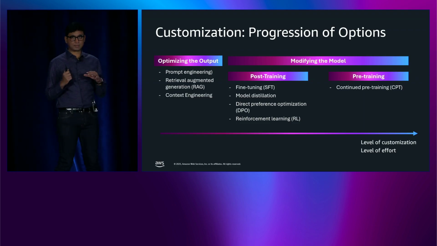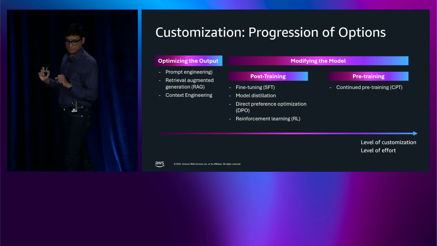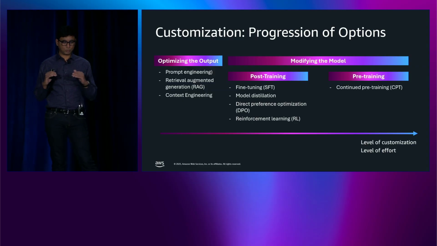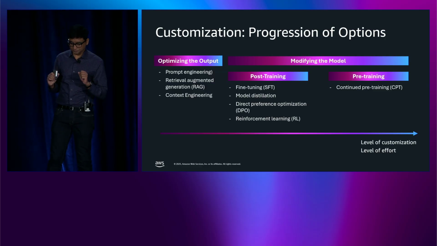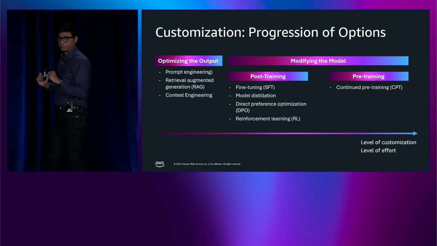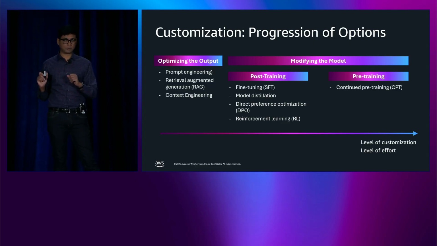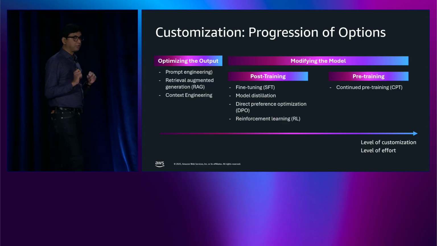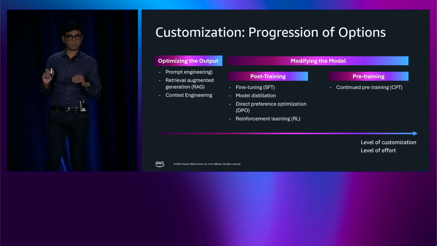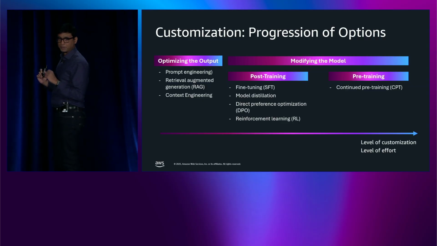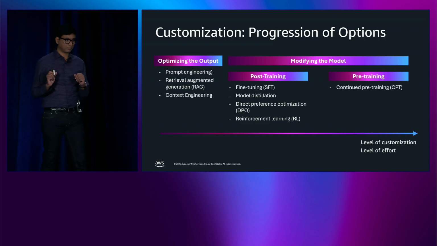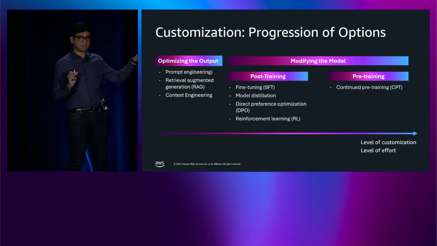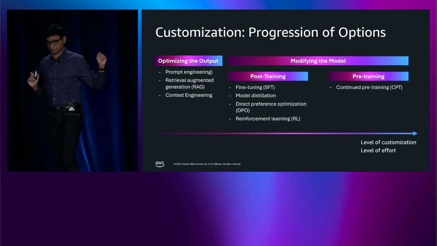Now, moving on to the techniques which involve modifying the underlying model itself, we can break this down further into two subcategories: post-training techniques and pre-training techniques. This is also where we'll spend the rest of this breakout session. On the post-training side, you have techniques such as fine-tuning or supervised fine-tuning, model distillation, and reinforcement learning techniques such as direct preference optimization, DPO, and PPO. And on the pre-training side, we have techniques such as continued pre-training. And we'll go into each of these techniques in much more detail as we progress along.